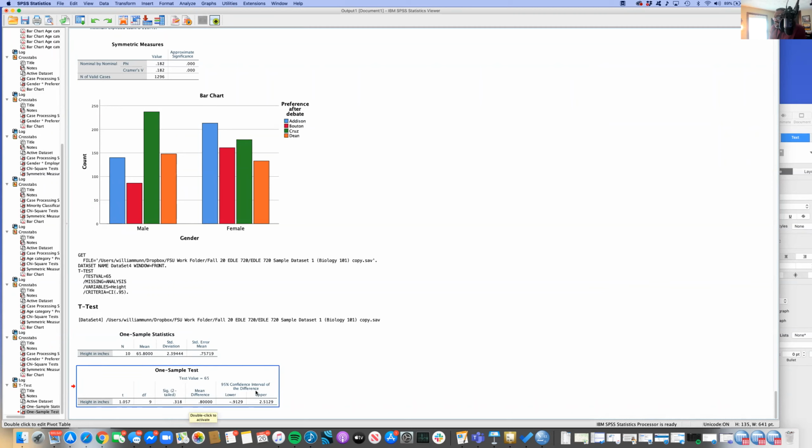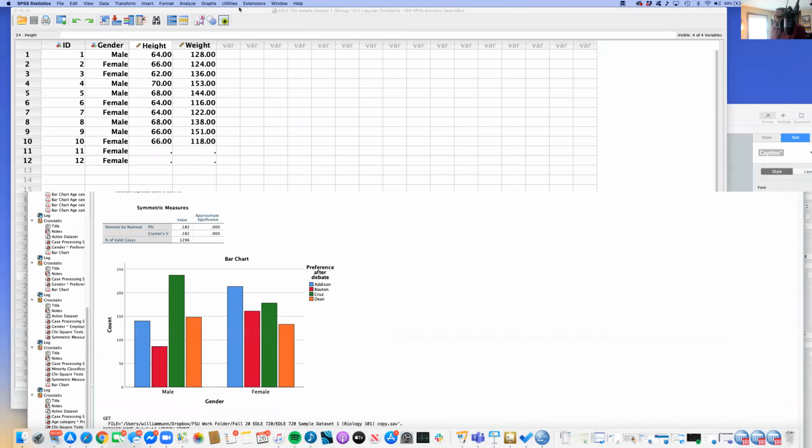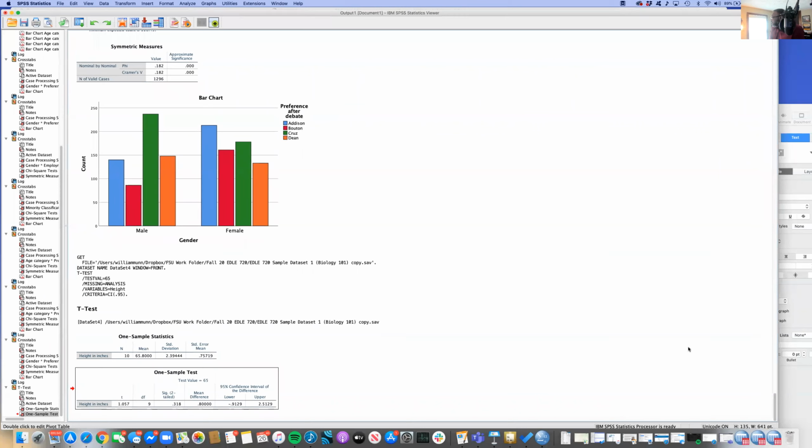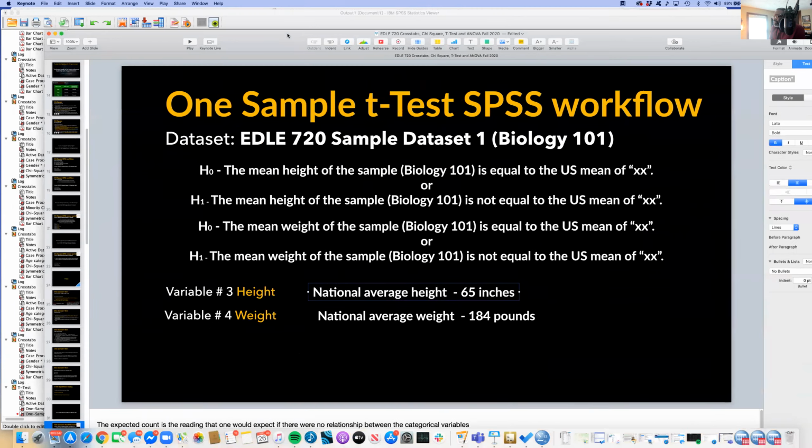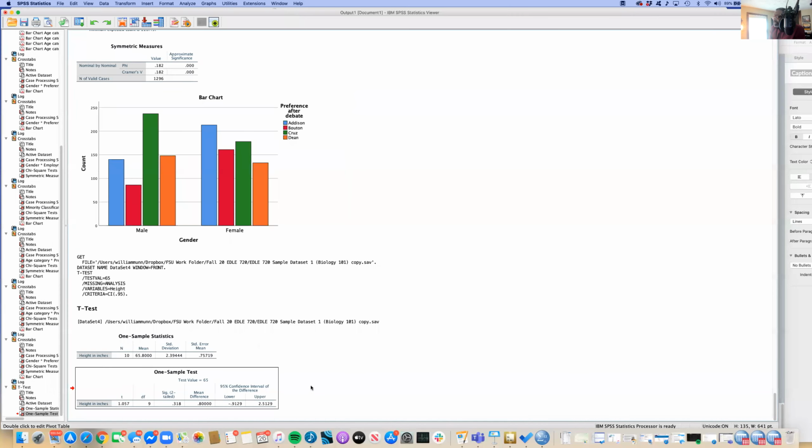So what we would say here, and this makes sense, right? I mean, the mean height for our classroom is 65.8, and the national height was what? 65 inches. So there's not much of a difference there. And so what we would do is we would fail to reject the null hypothesis, because the means are about equal. Okay.